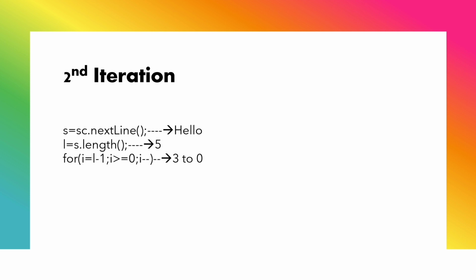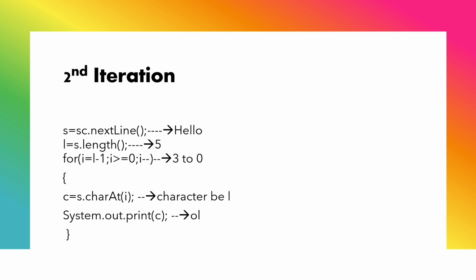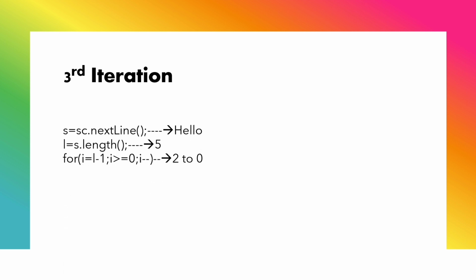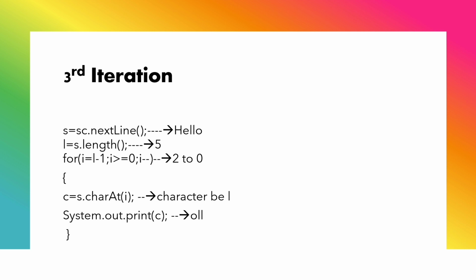So for the next iteration, we have the same code. Now our loop is going to traverse from 3 to 0, and it is going to pick the character L. Once it prints the character L, it is going to print OL. So OL is the output which we have got in our second iteration. Okay, so the second iteration picks that value. In our third iteration, we are going to traverse from 2 to 0, and the character will be L, because from the back onwards it is going to calculate the length.